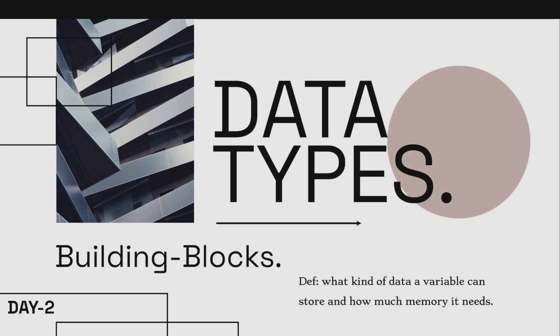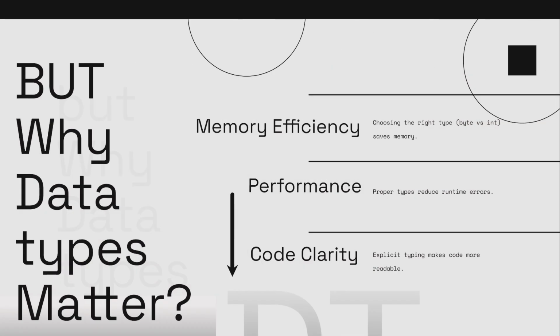But why do data types matter in Java? Data types matter in Java because of memory efficiency, performance, and code clarity. Choosing the right type, byte versus int, saves memory. Proper types reduce errors, including at runtime. Explicit typing makes code more readable and clean.